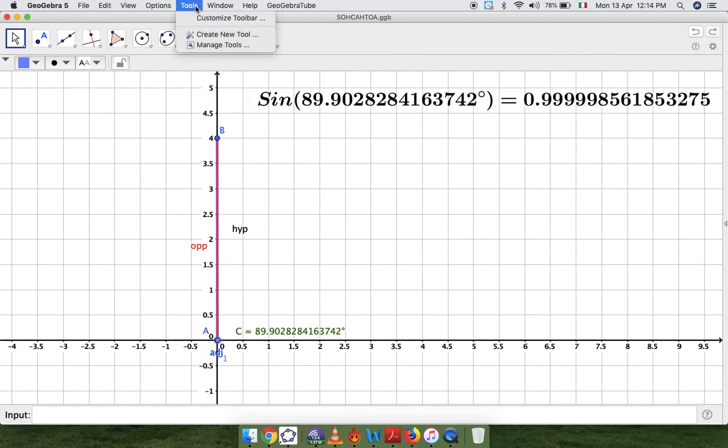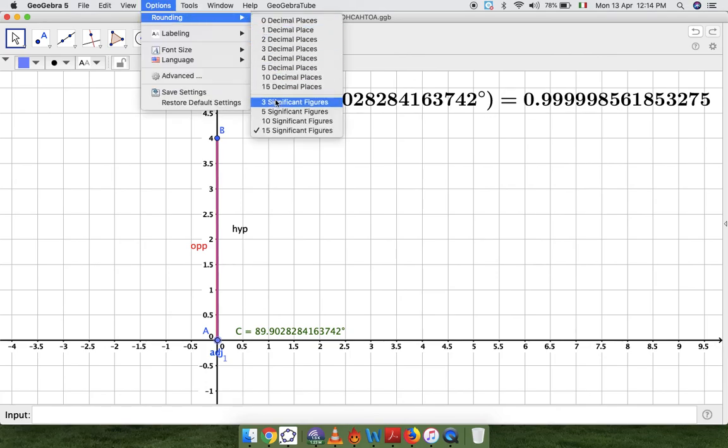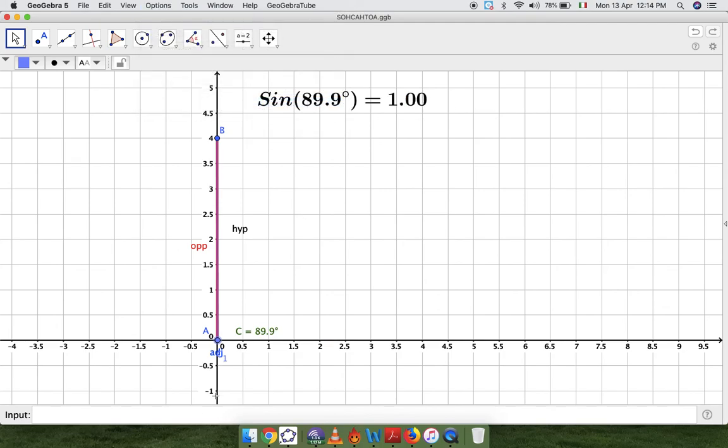Okay. I'm going to round this off here, back to 3 significant figures. The sine of 90 degrees is 1 because when this gets closer to 90 degrees until we actually get to 90 degrees, the hypotenuse is the same length as the opposite side. In fact, we don't even really have a triangle, do we? But if we did, the hypotenuse would be the same length as the opposite side.